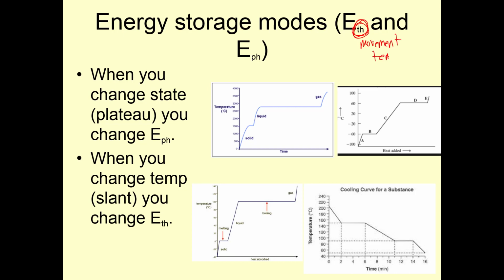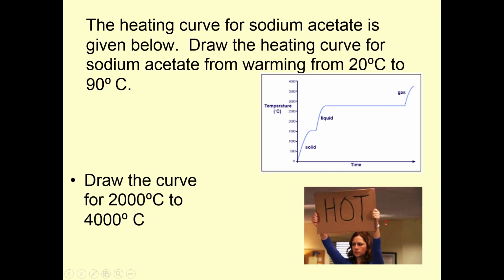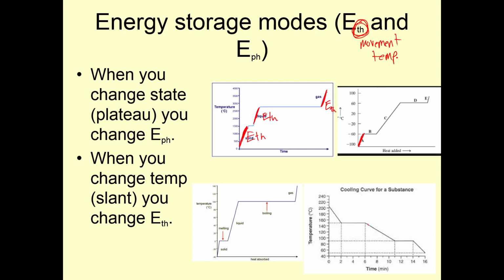Which is temperature. So wherever the temperature changes, look right here, the temperature is changing. That's ETH. Look here, the temperature is changing. That's ETH. Look, the temperature's changing. That's ETH. What do you mean by the temperature's changing? See how it changes from here to there? That's ETH. Look here, the temperature's changing. It's going down this time. That's ETH.